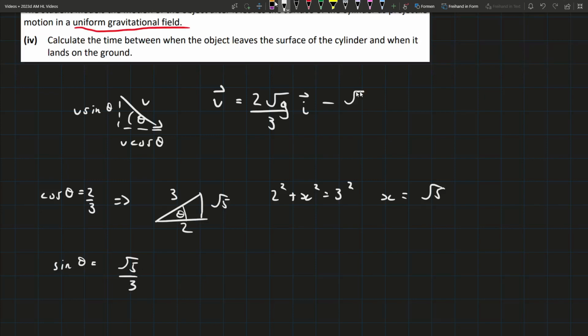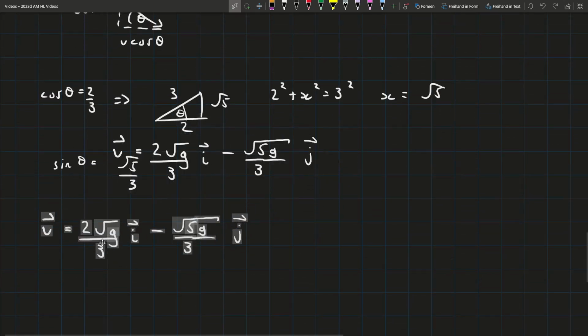So we'll have minus root 5 over 3 times V, which is root g, for the j component. Root 5 times root g is just root 5g, because you can combine them under the root. So that's the main factor we're using here.